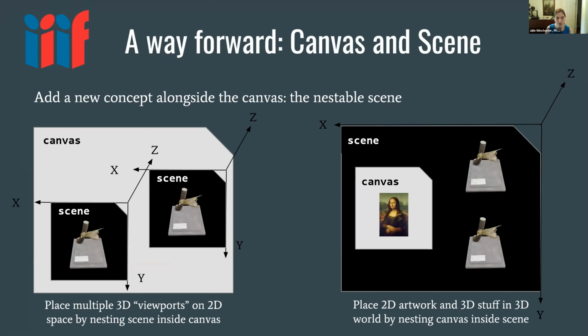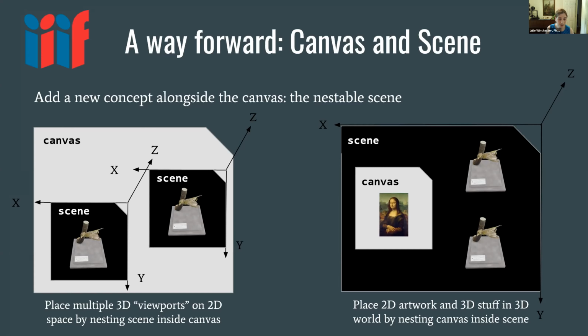So the suggestion here is basically to add a new concept alongside the idea of the canvas, which can also be nested, known as a scene. A scene is very much like a canvas, but it has that Z-axis, it has 3 dimensions, it's unbounded, and canvases can nest inside of scenes and vice versa. Scenes can nest inside of canvases, which, those two things, the new scene and the nestability, allow you to address potentially a lot of different use cases with a IIIF manifest.